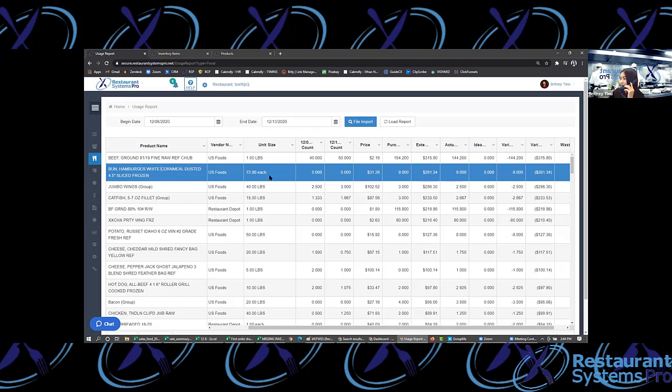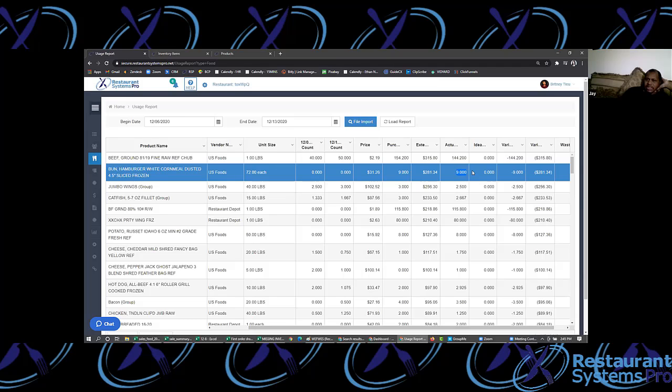And so you can see it's $72 each for $31.26. We started with 0. We purchased 9 cases and ended with 0. So it's saying it's your number 2 most used item for the week, and you can see that we actually used 9 cases of that. Is that accurate for you guys within a week? Because I know we didn't inventory it.